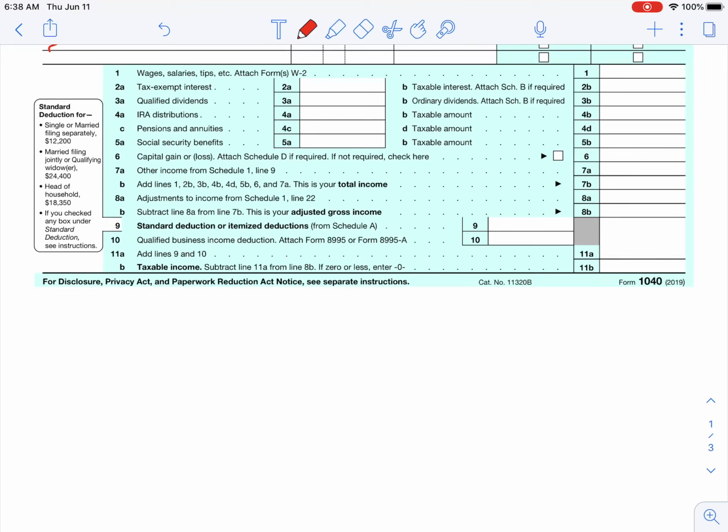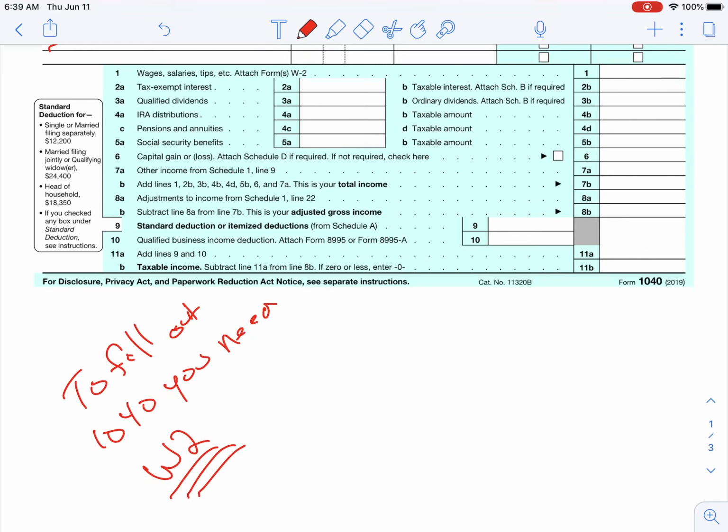To fill this out, you need information, right? You don't just fill it out with information off the top of your head or make it up. No, you need information. To fill out 1040, you need your W-2. Remember your W-2, that gives you all your info.